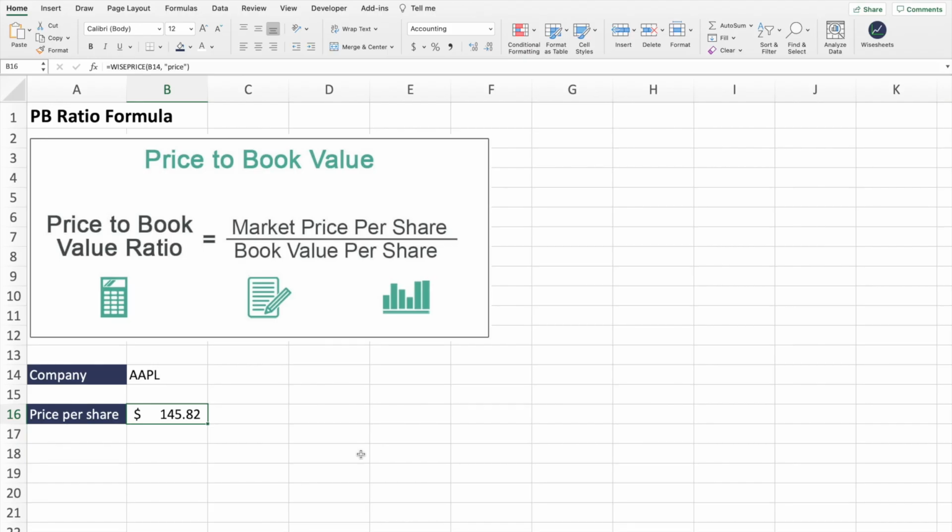The next step of the calculation is to get the book value per share. We have an entire video on our channel that we posted recently on how to calculate this, but we're going to briefly go over this. So there's many ways in which you can do it. You can, of course, Google this value.